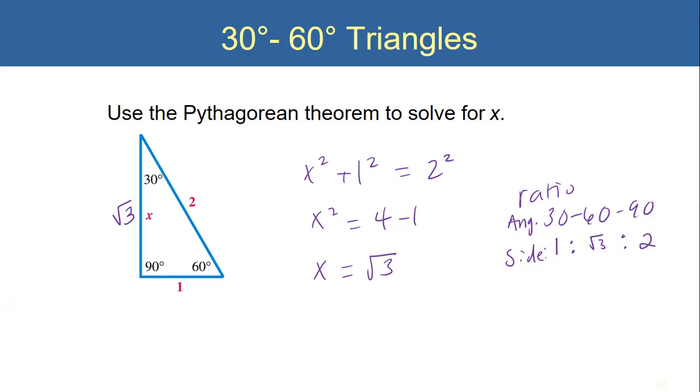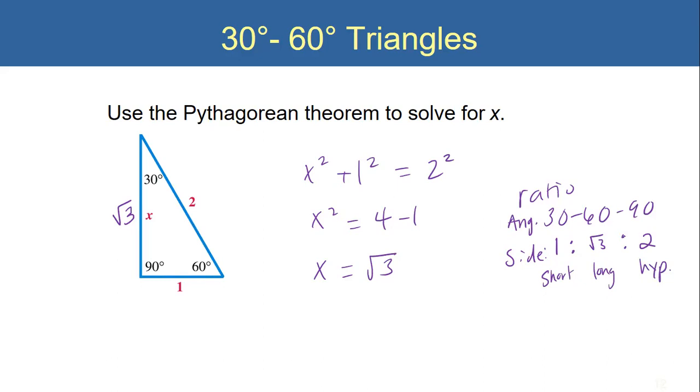So how does this help me? Well, this helps me because if I have a 30-60-90 triangle, as long as I'm given one side, I can find the measurement of all the sides because of this ratio. Cool. Okay. Key thing to remember, you may hear them referred to as short, long, and hypotenuse. So this is my short side, this is my long side, and this is my hypotenuse.